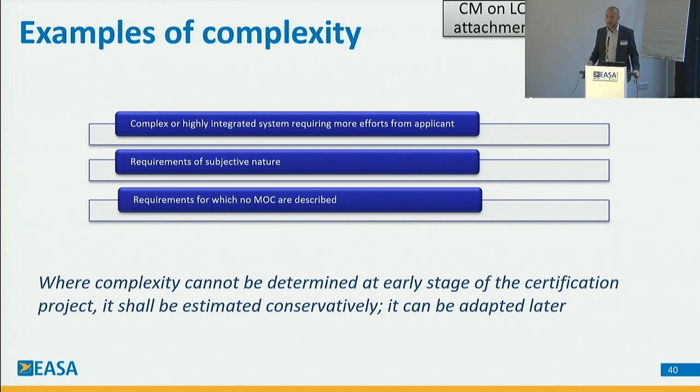As for the novelty, if there is a doubt in the beginning, you can go for a complex assessment, and then this can be changed afterward. If during the discussion with the agency, for example, it is acknowledged that that level of complexity is actually scaled down and downgraded. But in case of any doubt, just go for a conservative assessment.